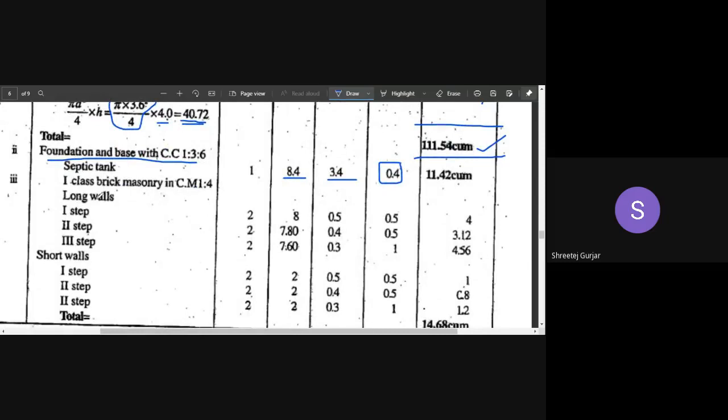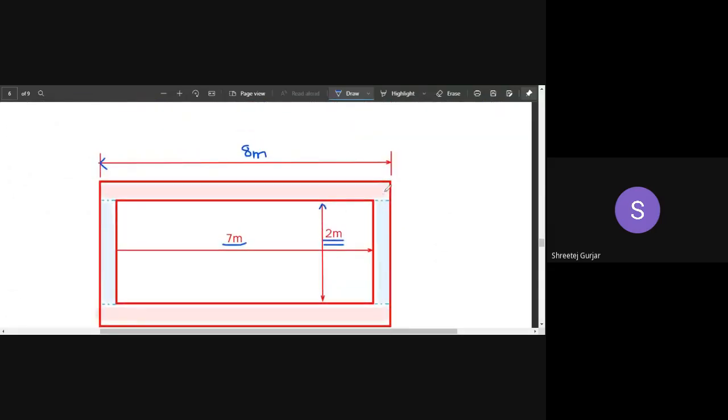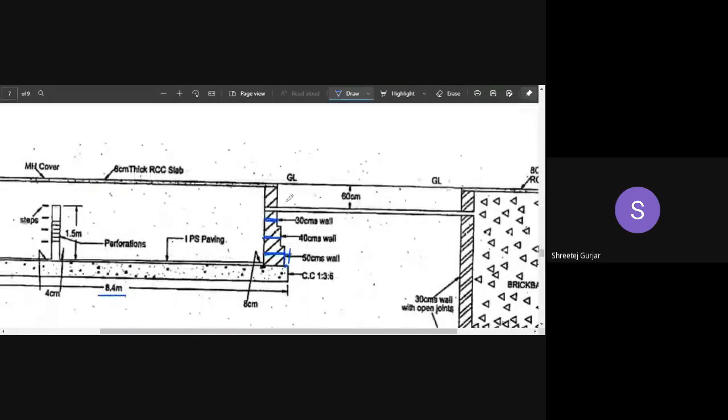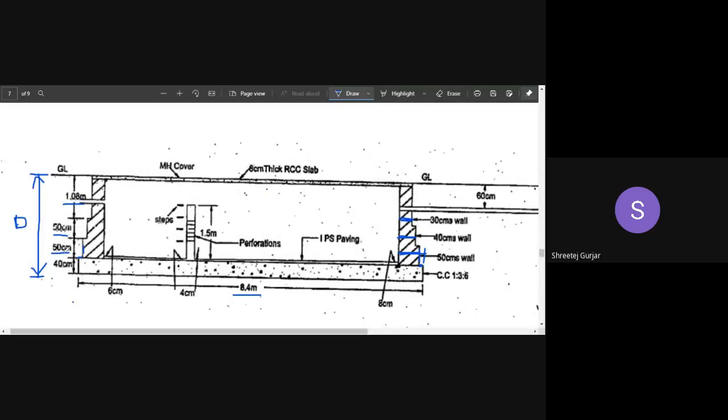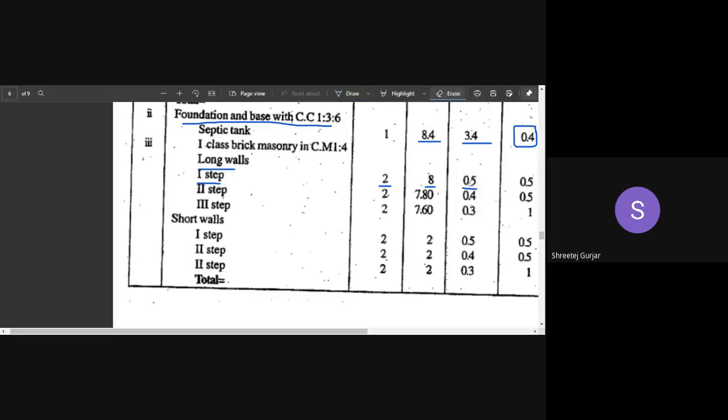So that is what you have written here for long walls. First step of 50 centimeter thickness, 2 number of long walls, 8 is the length. Sorry, this is the thickness, 0.5 of your first bottom step. And what is the height? The height I've shown you in the section. It is 50 centimeters. So that is what we have written here. It is 0.5 into 0.5.